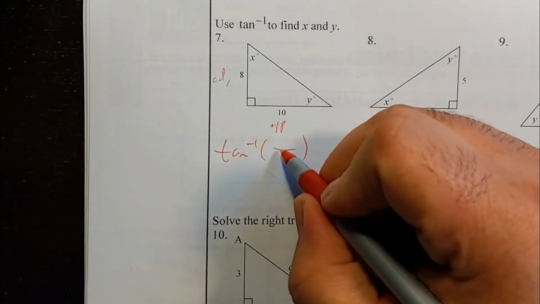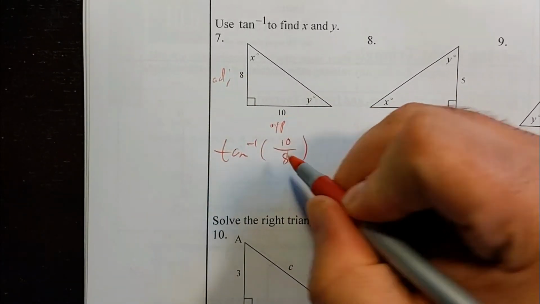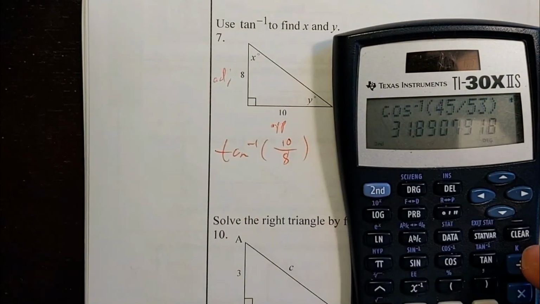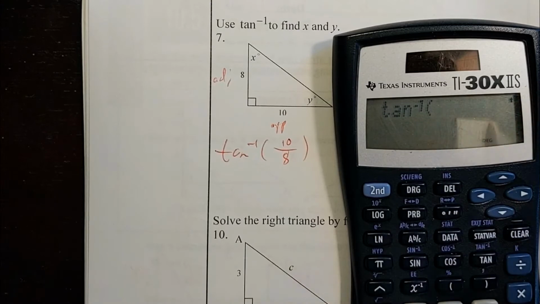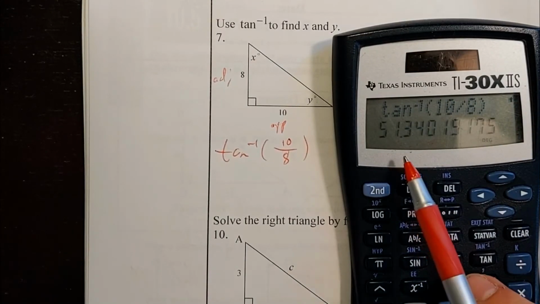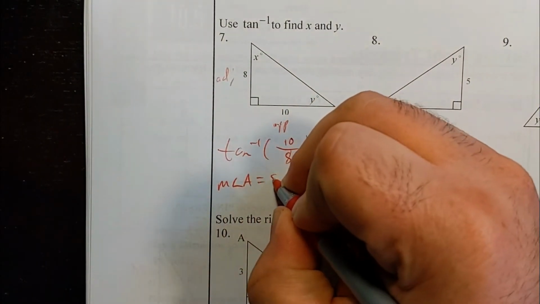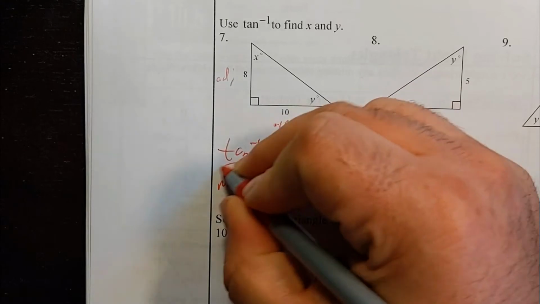The opposite goes on the top. The adjacent goes down to the bottom. And then you put this in your calculator, just like all the other ones. Second tangent gives you the inverse, 10 divided by 8, and you get 51.3. So the measure of angle A is 51.3 degrees.